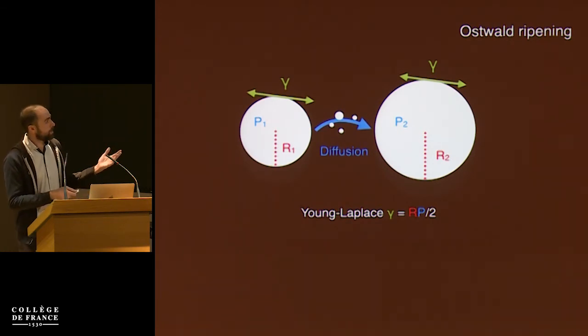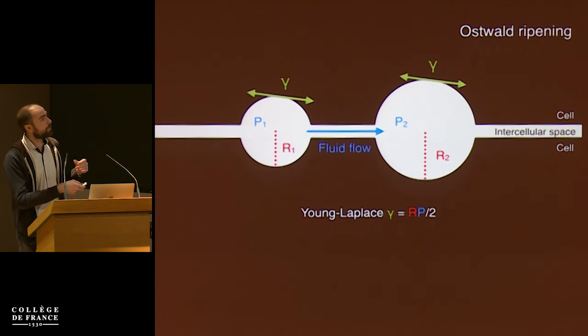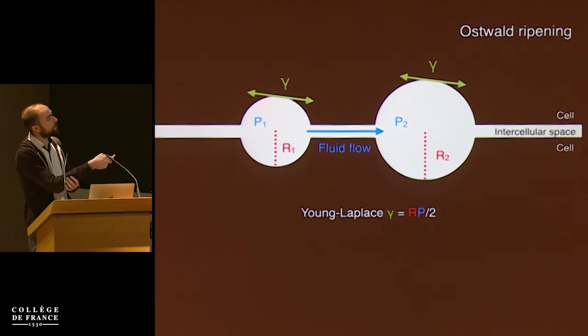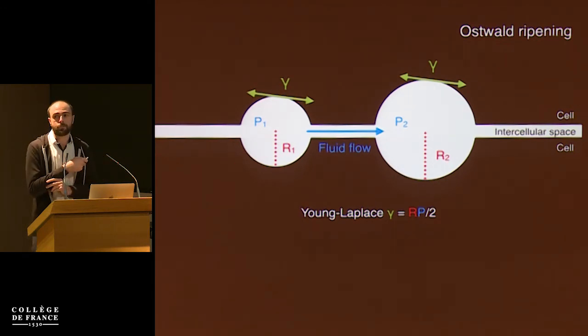So here what we have is a situation which is a bit different. We don't have a diffusion of material from this droplet to this other droplet. We have microlumens, little bubbles, which are connected by this intercellular space. And so the idea would be similar. If you have a pressure gradient, you will get fluid flow from the small microlumen to the larger one if you have this homogeneous surface tension and different radius of curvature.